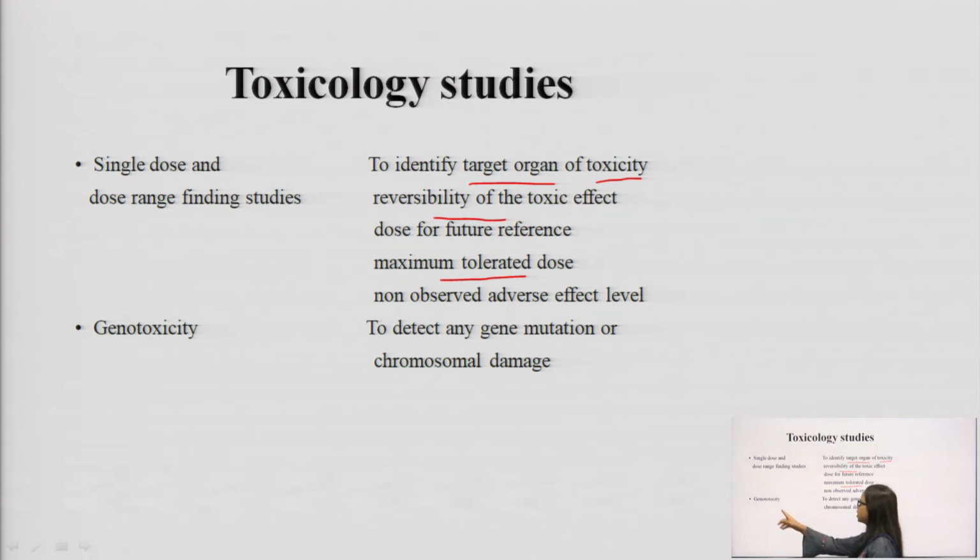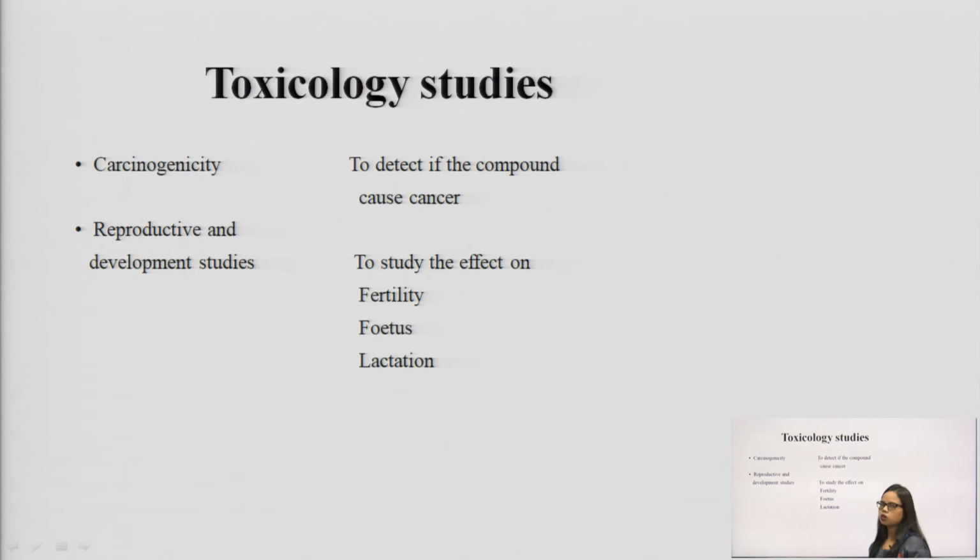Next is genotoxicity. As the word implies, geno is related to gene mutation or DNA or RNA. It means if the toxicity leads to any gene mutation or chromosomal damage, it is known as genotoxicity. Next is carcinogenicity, to detect if the compound causes cancer, if the toxicity of the new compound leads to any cancer inside the body.